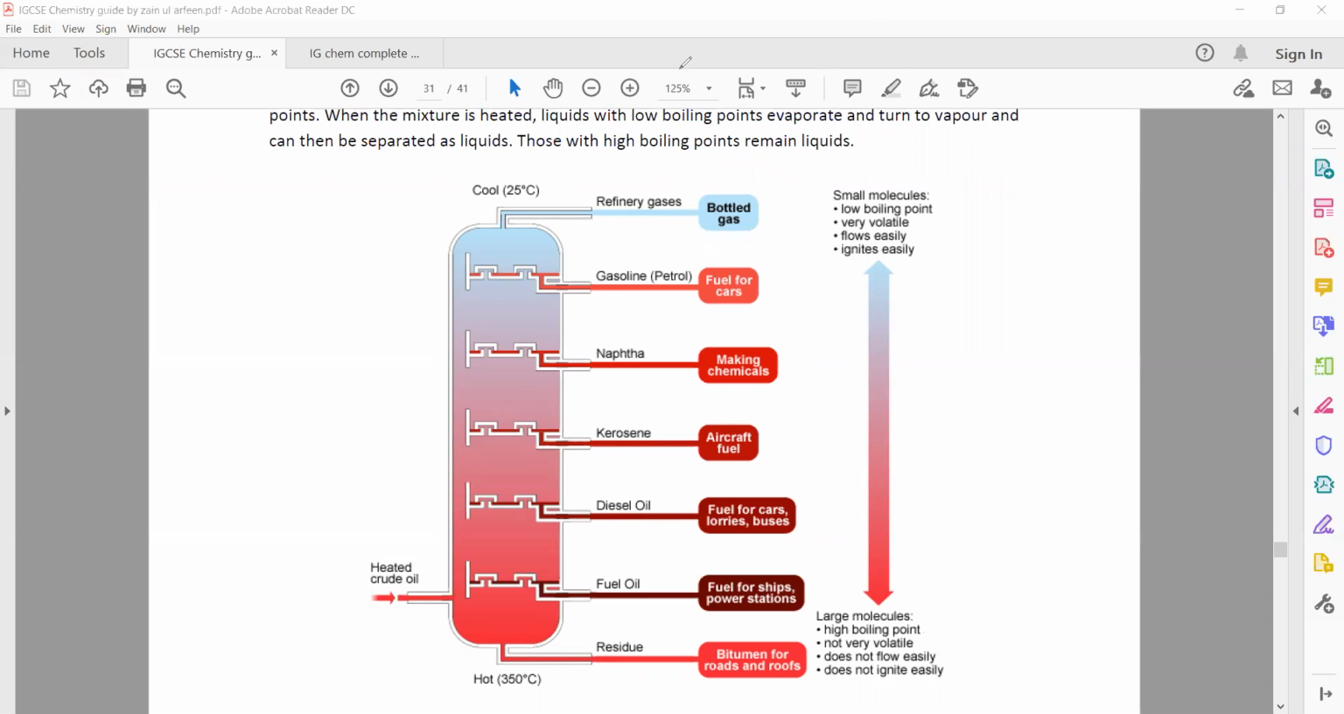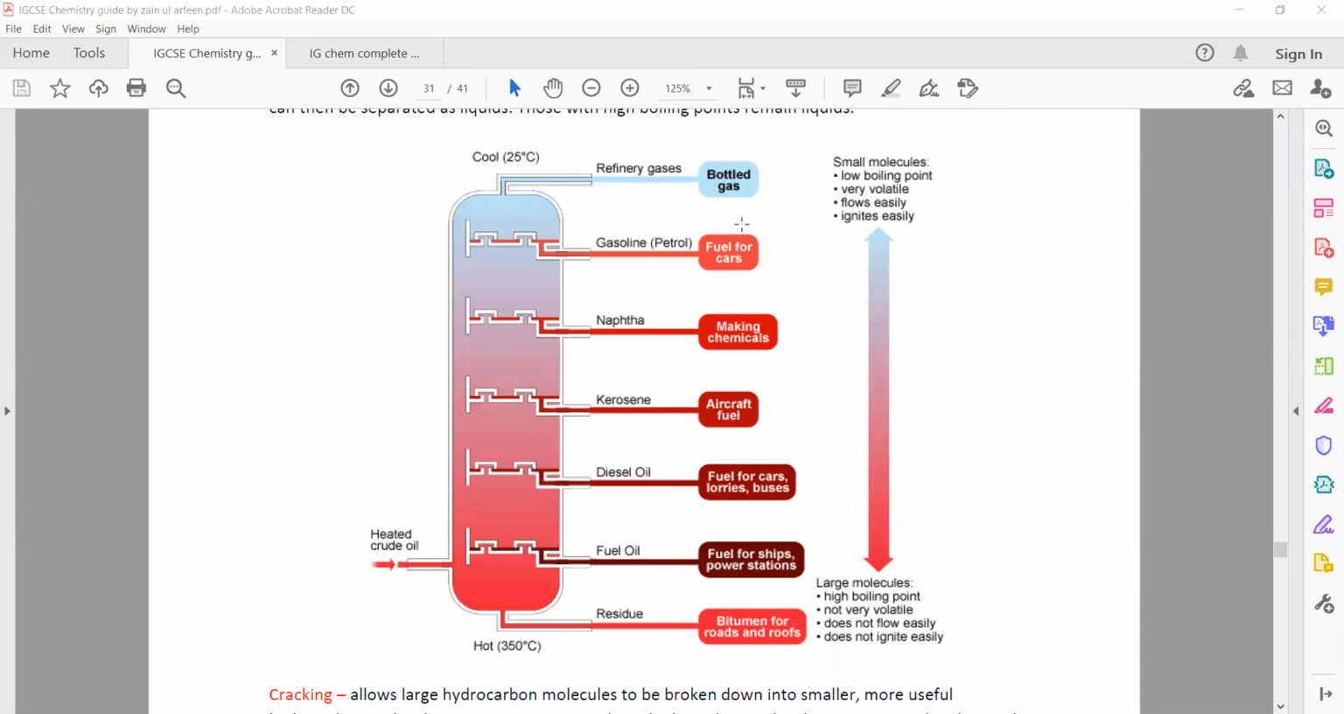This topic, fractional distillation of crude oil, is given in the energetics topic as well, but the main thing is in organic chemistry. It is given in the energetics chapter as well, but because all these fractions are organic compounds, hydrocarbons, in organic chemistry you will learn this.